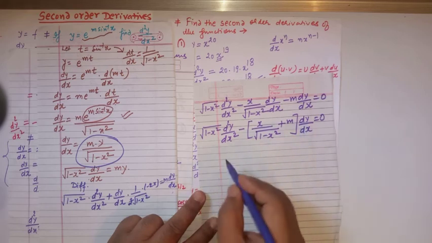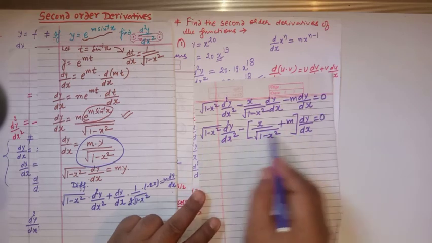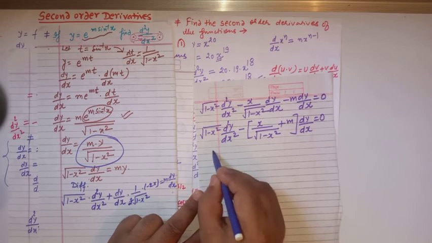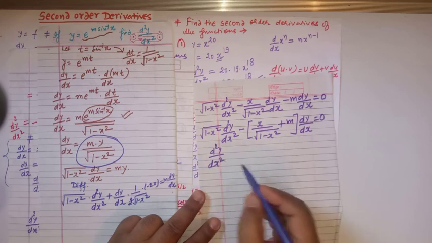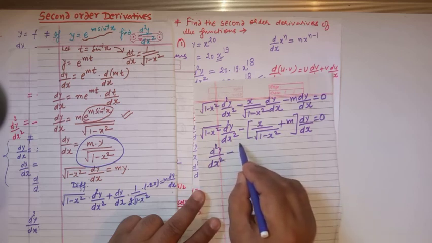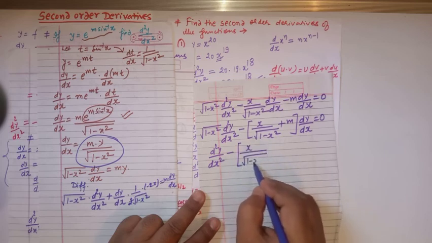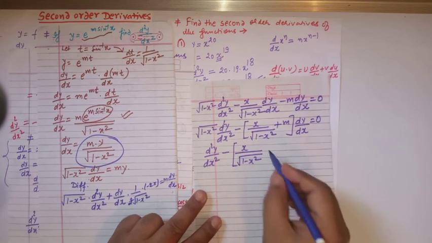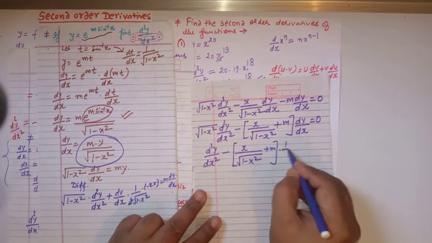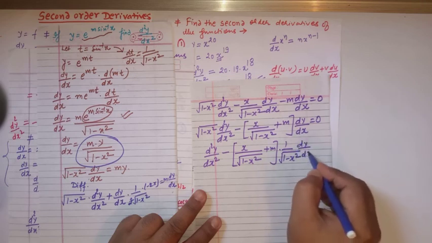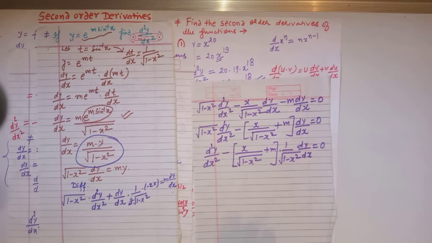Now if we divide both sides by square root of 1 minus x square, then we have d2y over dx2. Then we have here x divided by square root of 1 minus x square, plus m. Then we have 1 over square root of 1 minus x square, and here we have dy over dx equal to 0, right?